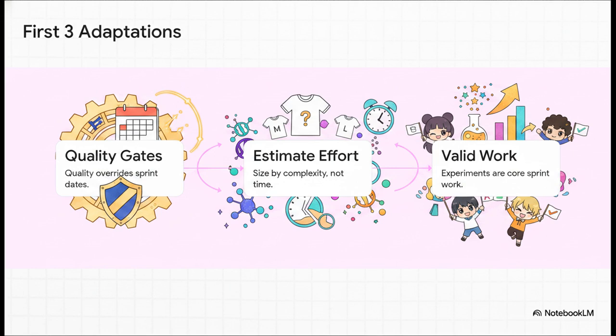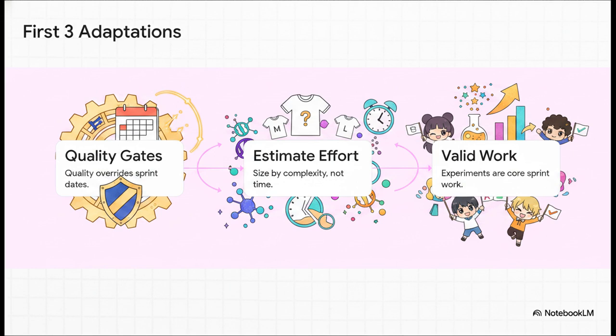Number 2, estimation is complexity, not time. Trying to accurately guess how many hours an exploratory AI model will take is a total trap. Instead, teams should use t-shirt sizing, like small, medium, large, based purely on the complexity and uncertainty of the task, purposely avoiding false precision.